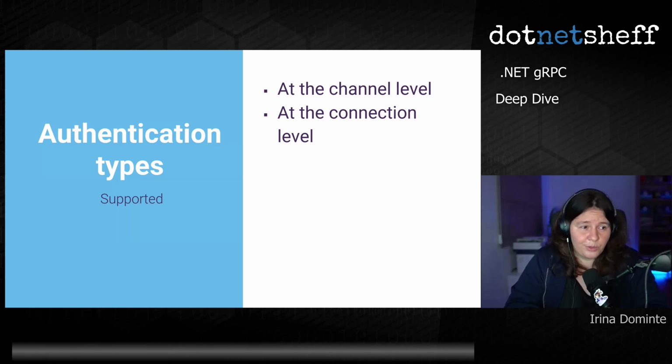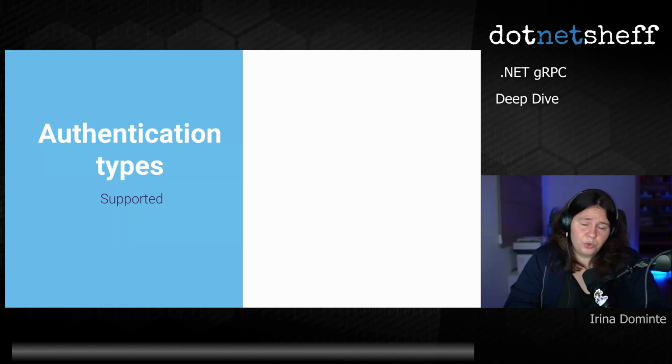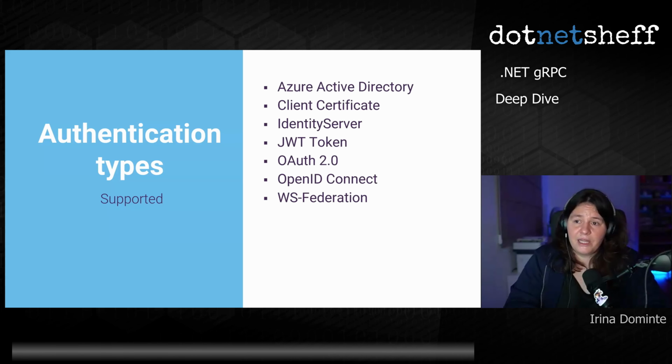That would be possible with gRPC due to the fact of how HTTP2 works. But everything that I listed in here, JWT instead of token, so it's redundant there. We can have client certificates to add. We can work with Azure Active Directory, OAuth, OpenID, WS Federation. So everything that you're used to with APIs, you can add in here.